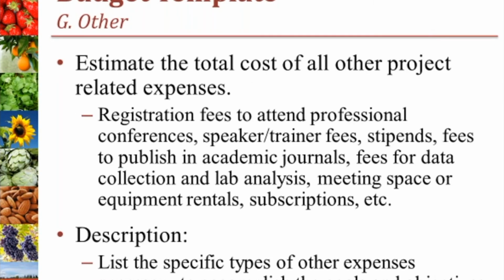Category G is for other costs. For amount requested, provide the estimated total of all other project costs. Examples of costs that should be listed under other include registration fees, speaker fees, fees to publish project results in professional journals, costs for data collection and analysis, and meeting space or equipment rentals. In the description column, be sure to provide a brief explanation of the types of costs included.